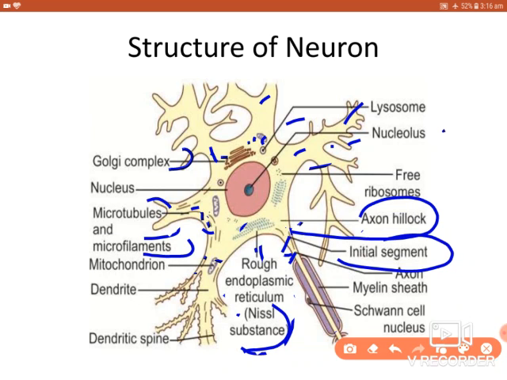The dendrites bear numerous spines for synaptic contact, and are irregular in thickness. The functional difference is that the dendrites carry impulses towards the cell body and the axons carry impulses away from the cell body.